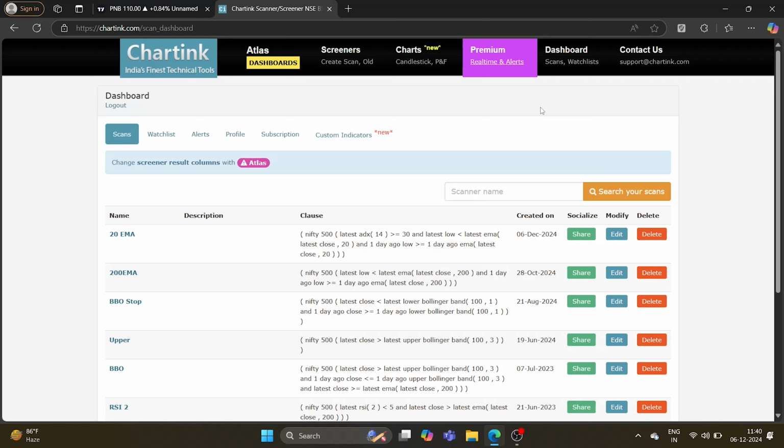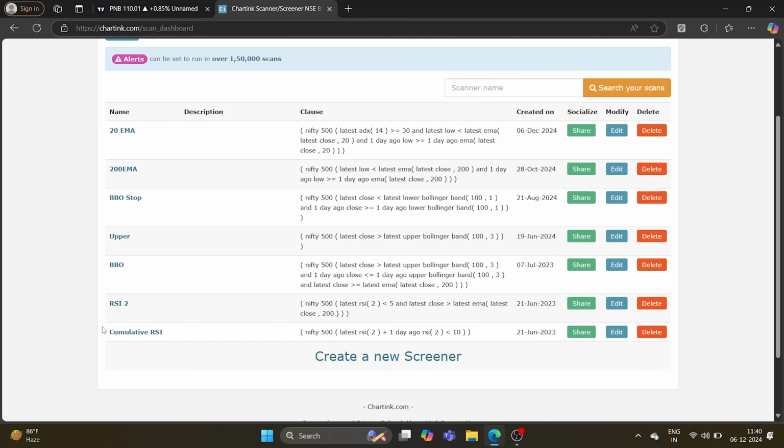First, let me share the parameters of this strategy with an example of a scan. This is a charting website useful for scanning stocks. It's a very useful website. Click the scan section here. This is the saved scans of my account. So for illustration, I will create a new scan here.